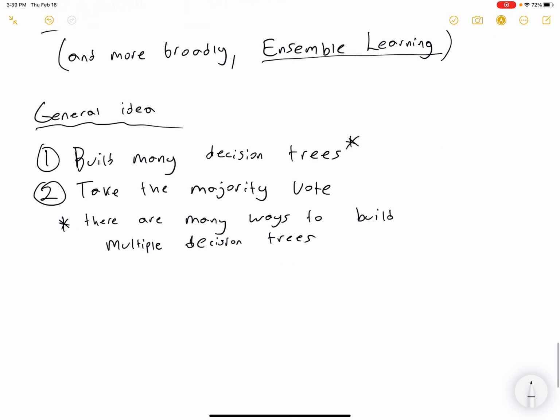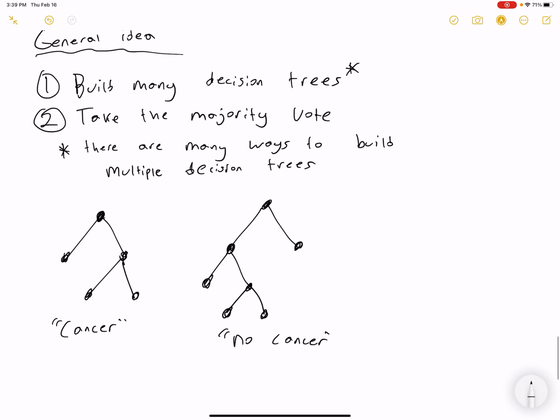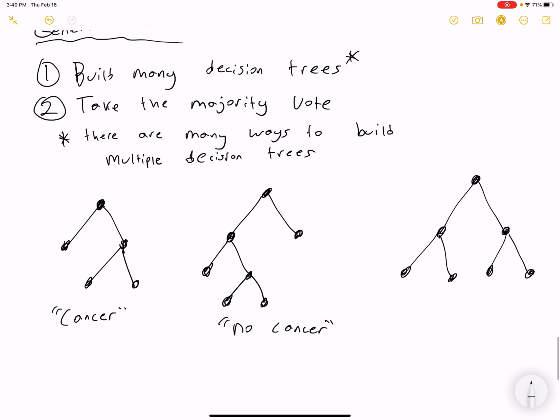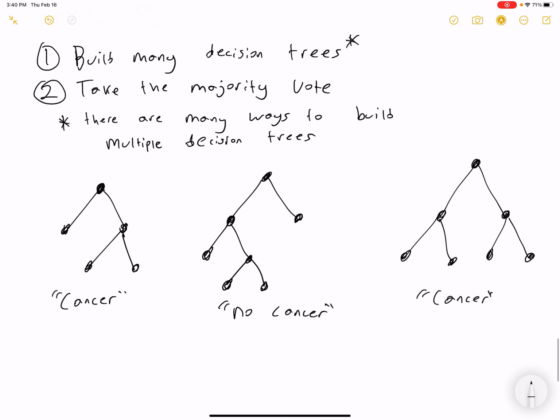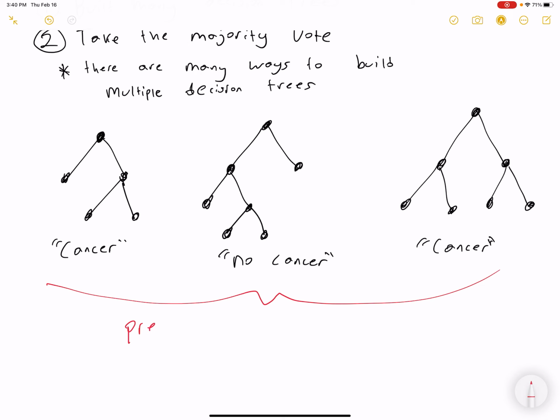So for example, going back to healthcare, you might have a tree that looks like this. This tree might predict cancer for one data point. You might build a second tree, this is abstract right now, that predicts no cancer. And then a third tree, just drawing different types of binary trees, it's not specific. This third tree might predict cancer, and so your final ensemble learning model would predict cancer because two out of the three of the models predicted cancer. That's the high level idea.